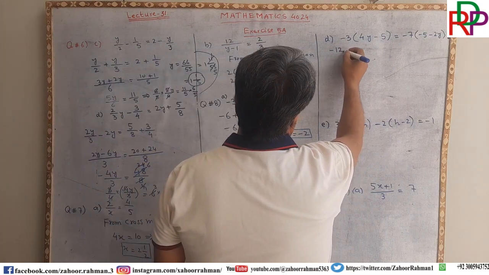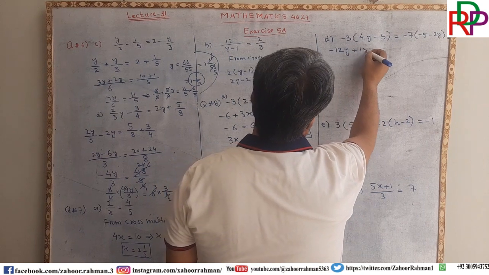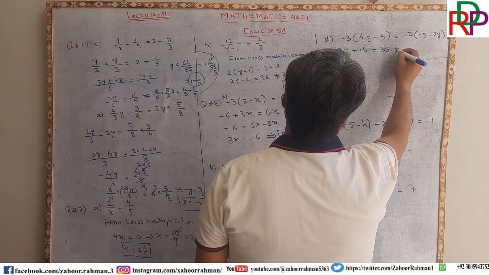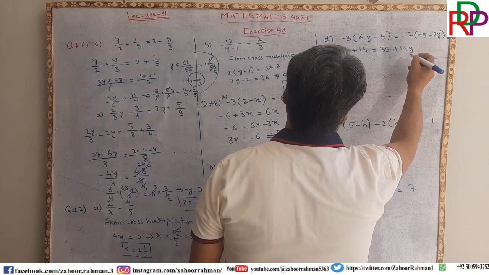Minus 12y plus 15 is equal to 35 plus 14y.